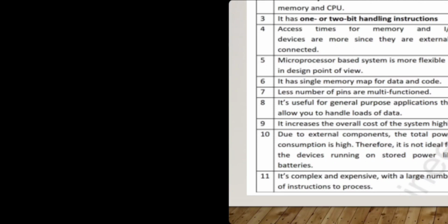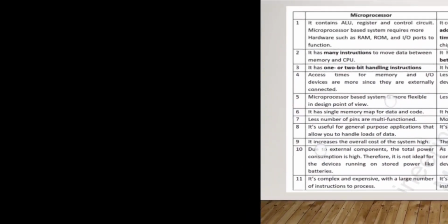So microcontrollers can work using batteries, but microprocessors do not work using batteries. Then the last point is that a microprocessor is complex and expensive with a large number of instructions to process, but a microcontroller is simple and inexpensive with a smaller number of instructions to process. So these are the main differences between microprocessors and microcontrollers.